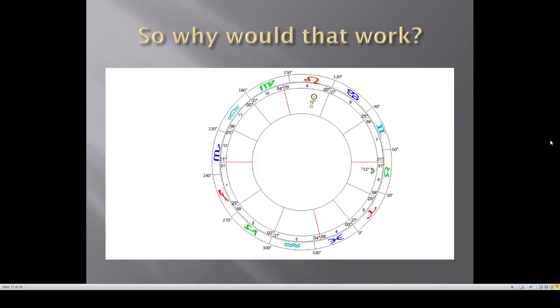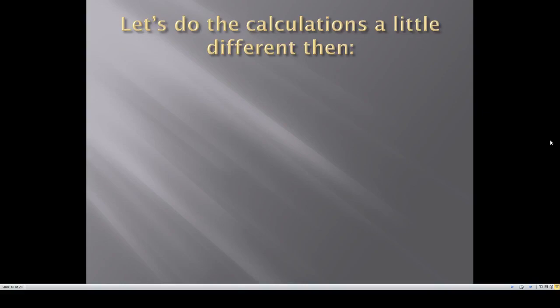So why would that work? Why would having these two items that are at a perfect square result in a perfect conjunction when we multiplied by 4? Well, to explain that, I'm going to do the calculations a little bit differently. The moon I am going to keep the same. It's going to be 42 degrees times 4, 168 degrees. But the sun's position, I'm going to do a bit differently. I'm going to separate that difference of 90 degrees from the 42 degrees.